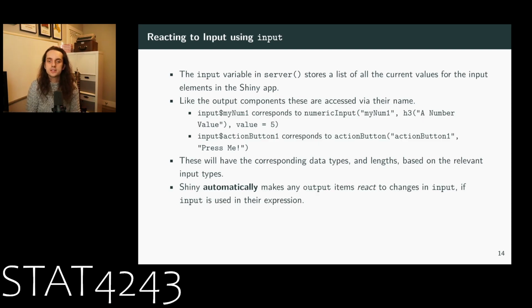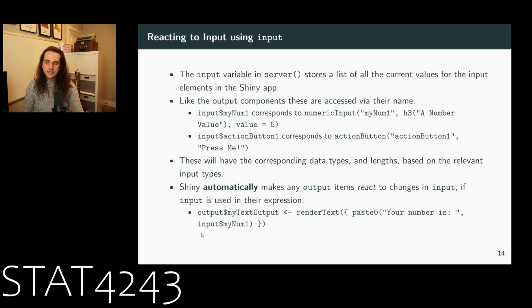So if you use input my num1 in one of your render text functions, whenever input my num1 changes, that render text is going to be called again. Right? And so this is how we get the reactivity. Shiny's automatically going to hook these things up. So just by using this variable, you get all of the reactivity that you would want, sort of for free.